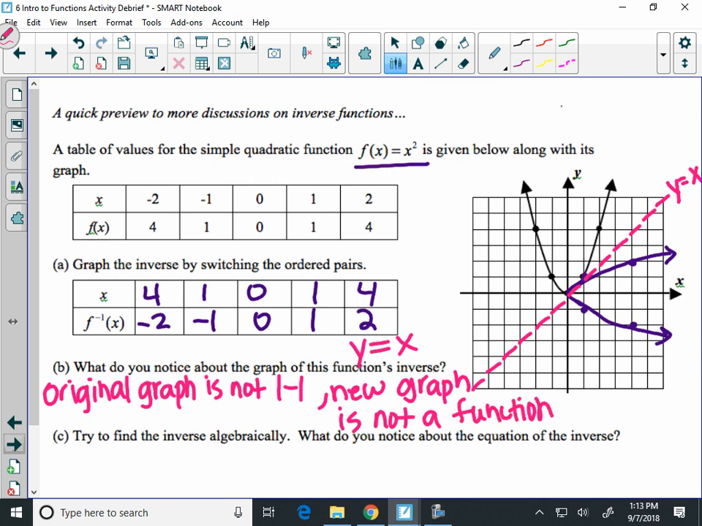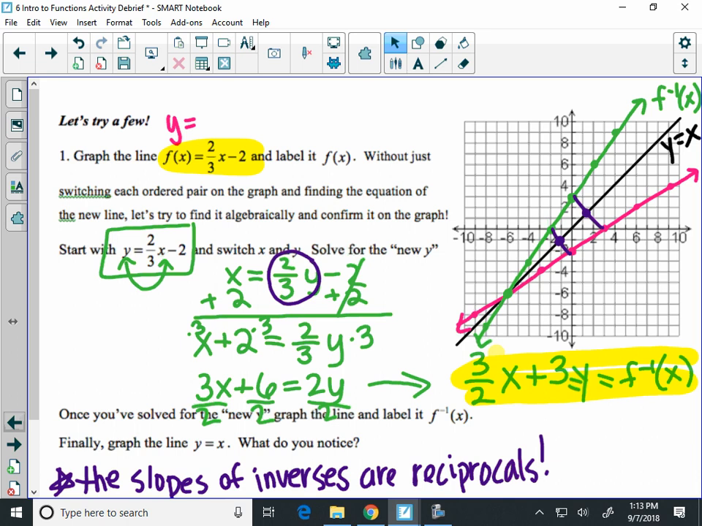Okay. So the original is a function, but not 1-to-1, and then the new graph is not a function. So you don't have to flip anywhere, but let me flip back for us here. Let's look at this first one we did. The pink was our original. Is the pink graph a function? Yes. Is it one-to-one? Yes.